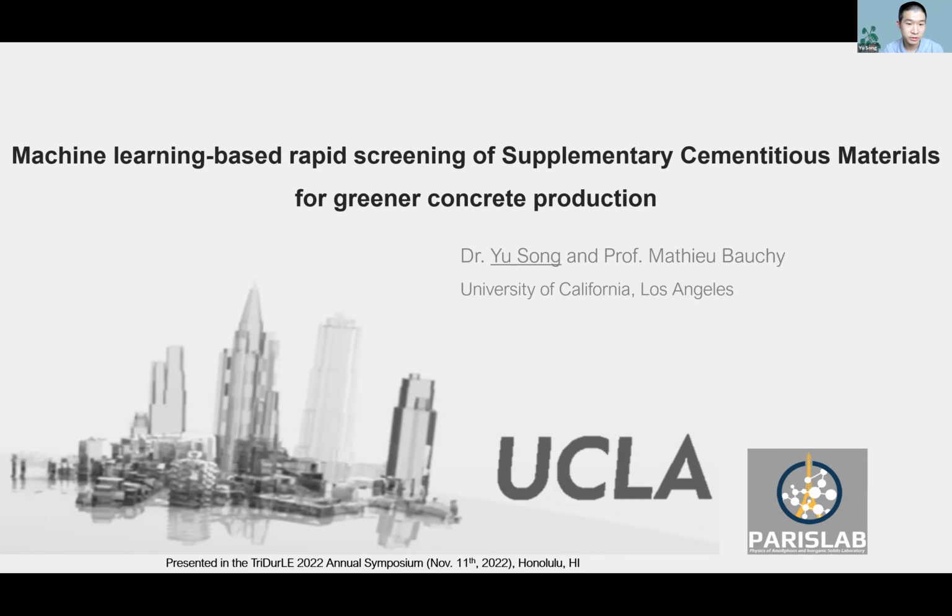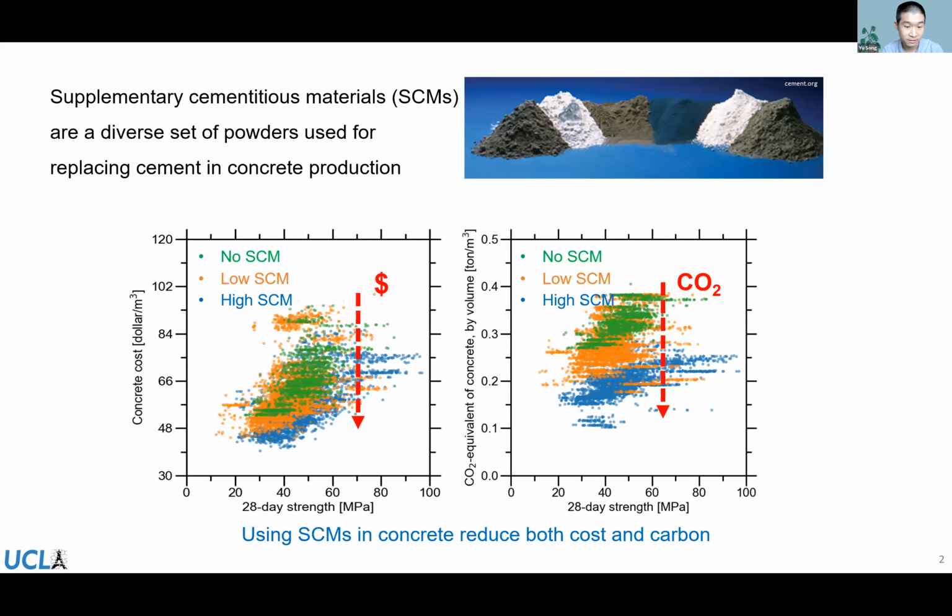So I'd like to start my presentation with the plot at the left side. This plot is based on a large concrete data set comprising more than 10,000 concrete mixtures at different strength levels. When we classify them based on the amount of supplementary cementitious material used, we can see that there's a systematic reduction of the concrete cost because of the use of SCMs. And even without changing the strength, we can achieve far lower cost.